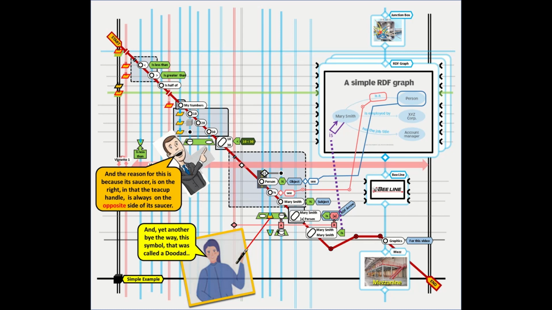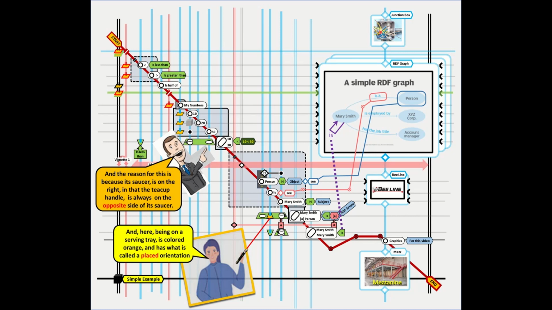And, yet another by the way, this symbol, that was called a doodad, but is now called a napkin, in that this name fits better the fact that it can also be drawn on the serving tray, like teacups and saucers, while the term doodad is the more generic term that includes napkins as well as other UniML, decorator-like, symbols, such as tidbits, as we shall discuss shortly as well.